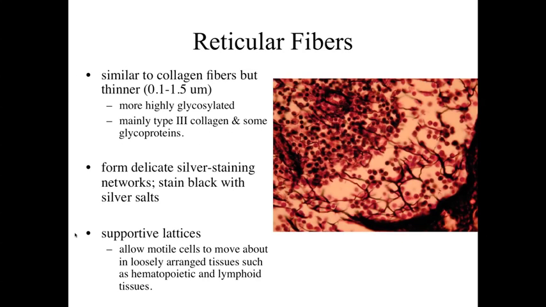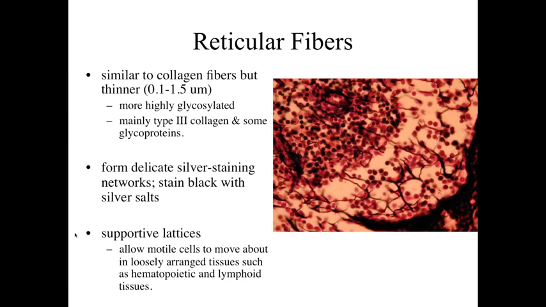The final type of fibers we're going to look at are going to be reticular fibers. And these are going to be similar to the collagen fibers, but much, much thinner, on the order of about 0.1 to 1.5 micrometers. These are going to be highly glycosylated, so lots of sugar groups associated with them. They're going to be some type 3 collagen, lots of glycoproteins associated with them. But they're going to form essentially a relatively delicate three-dimensional matrix. And so you can think about it almost as like a jungle gym-like structure.